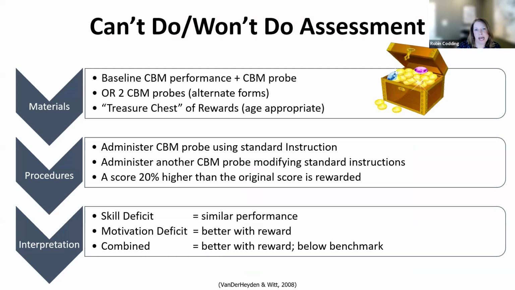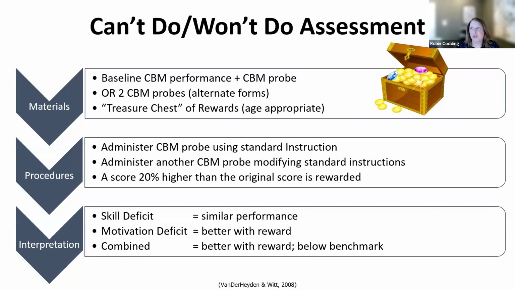So if we just do that, we refer to it as the can't do, won't do assessment, which is a variation of that brief experimental analysis that I've been talking about. A can't do, won't do is simply we already know the skill they need to work on. We're going to give that baseline skill. And then we are going to have a treasure chest of rewards that are age appropriate for the student. And the goal is to see if they can beat their baseline score by 20%.